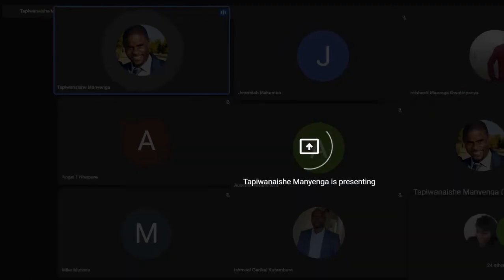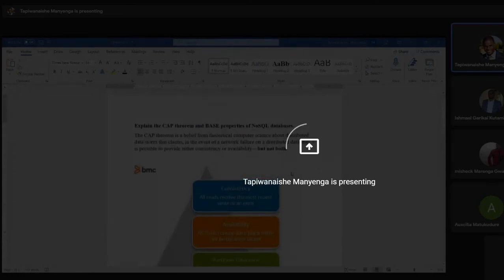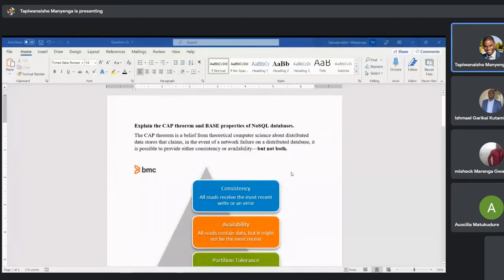Okay, can you see my screen now? Yes. Okay. All right, the question is: explain the CAP theorem and best properties of NoSQL databases. So the CAP theorem is a belief from theoretical computer science about distributed data stores that claims in the event of a network failure on a distributed database, it is possible to provide either consistency or availability, but not both.